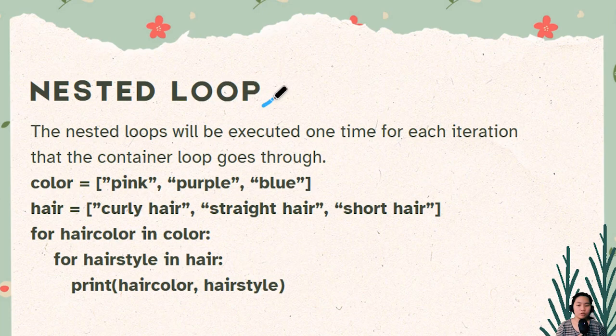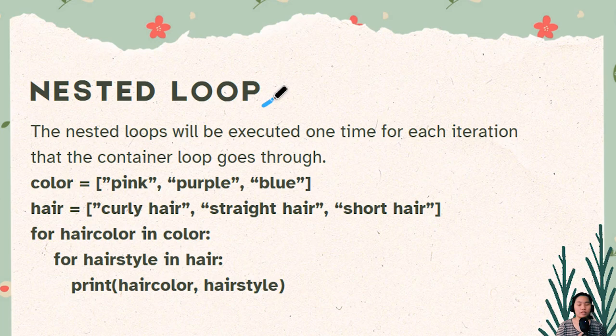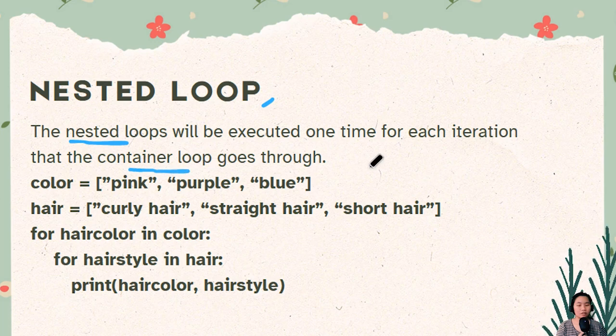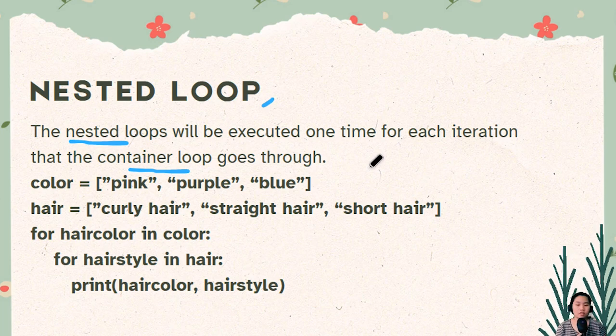Now let's move on to nested loop. Nested loop, like nested dictionary, nested if statements, will be executed one time for each iteration that the container loop goes. Now, what I said here, nested loops and container loop, are not official terms. They're just placeholders for these statements, and it's a little bit hard to explain, so I will show you a demonstration. And don't you worry, it's very straightforward.